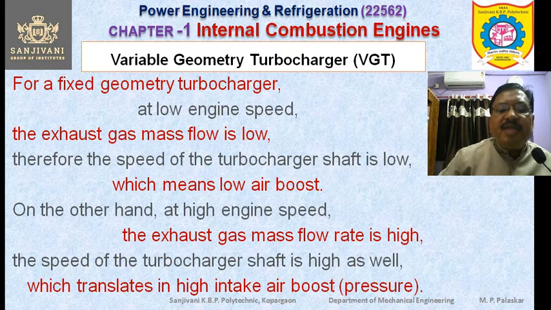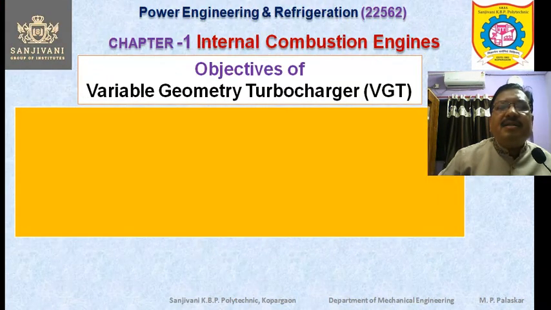So when the speed of the engine is high, the boost in the pressure required is low, but since the speed of the engine is high, the exhaust gas speed will also be high, the turbocharger speed will also be high, and the boost will be high, but the requirement is less. So this is something contradictory. In order to avoid this, we have to use the variable geometry turbocharger, and these are the objectives of the variable geometry turbocharger.